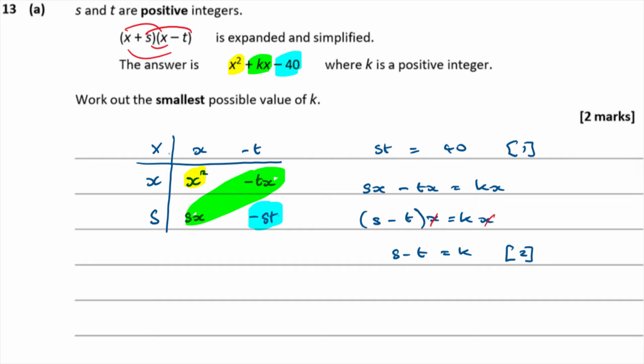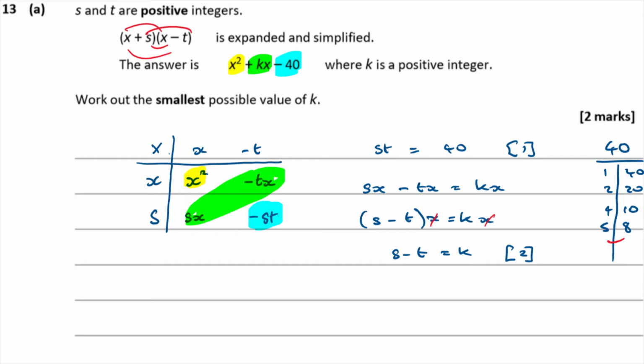Well, s times t is 40, so I suppose I should think of all the different factor pairs of 40. What are the factor pairs of 40? I could have 1 and 40, I could have 2 and 20, not 3, I could have 4 and 10, 5 and 8, 6, no, 7, no, and I've met myself coming down the other way, so I know I've got them all. So these are all the factor pairs of 40. So s and t are going to have to be one of these factor pairs, aren't they?